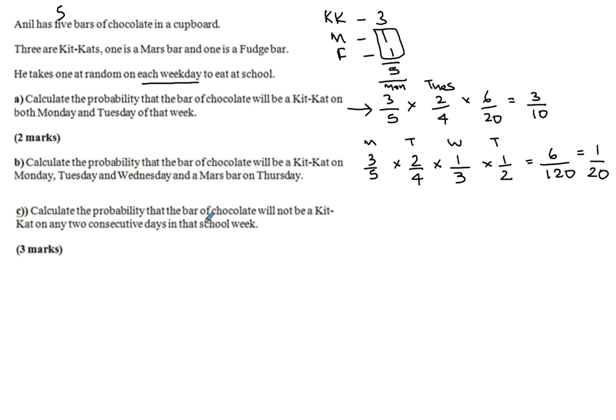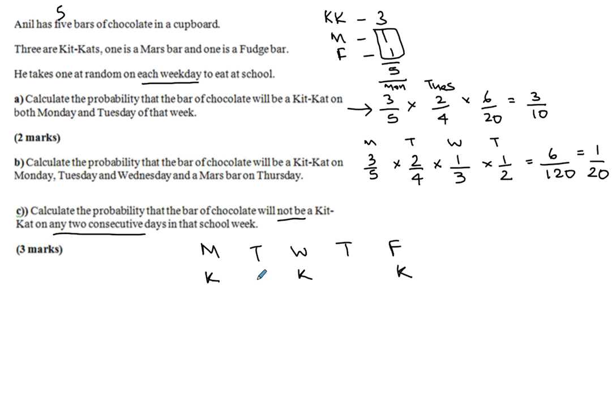Calculate the probability that the bar of chocolate will not be a Kit Kat on any 2 consecutive days. Okay, so we've got 5 days, and you've got 3 Kit Kats. So you can tell you'd need, let's just write Wednesday, Thursday, Friday. You could get a Kit Kat on that day, you could get a Kit Kat on that day and a Kit Kat on that day.